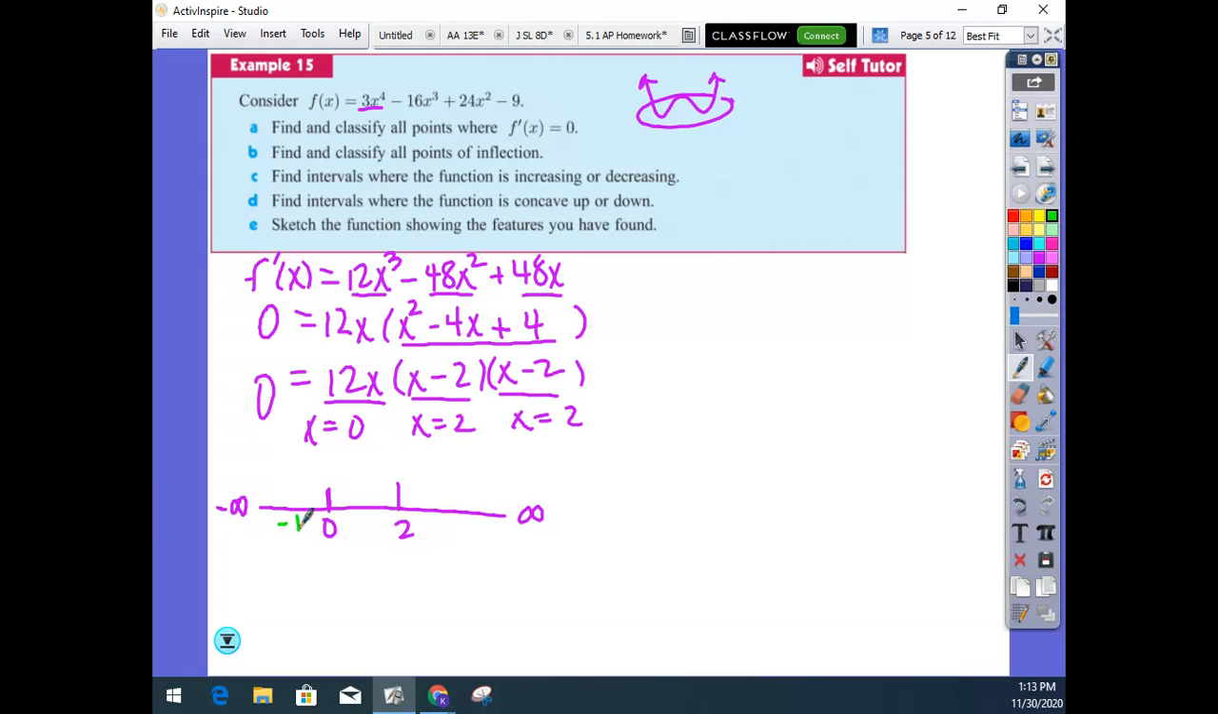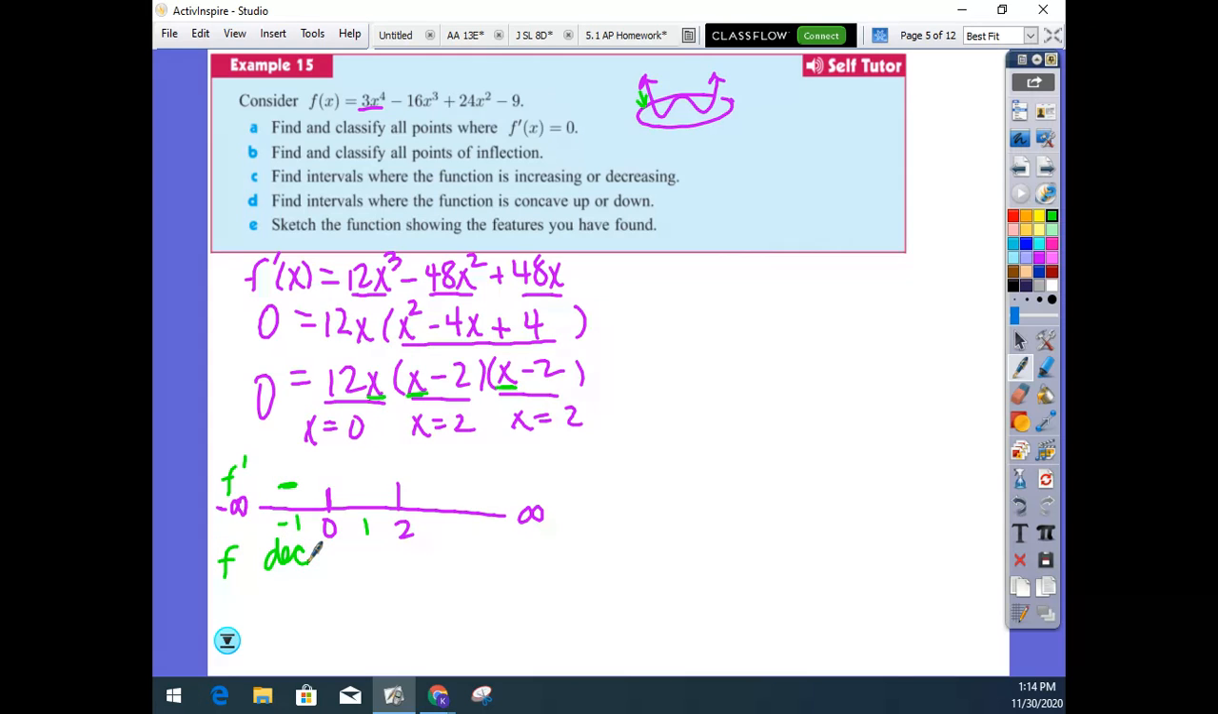-1. If I plug -1 in for my x, I'm just going to plug it in here, because that would make this part negative, this part negative, this part negative. So a negative times a negative times a negative, that's negative. That makes sense because that means this first interval is decreasing. Now I'm going to label this, my f prime is negative. That tells me f is decreasing.